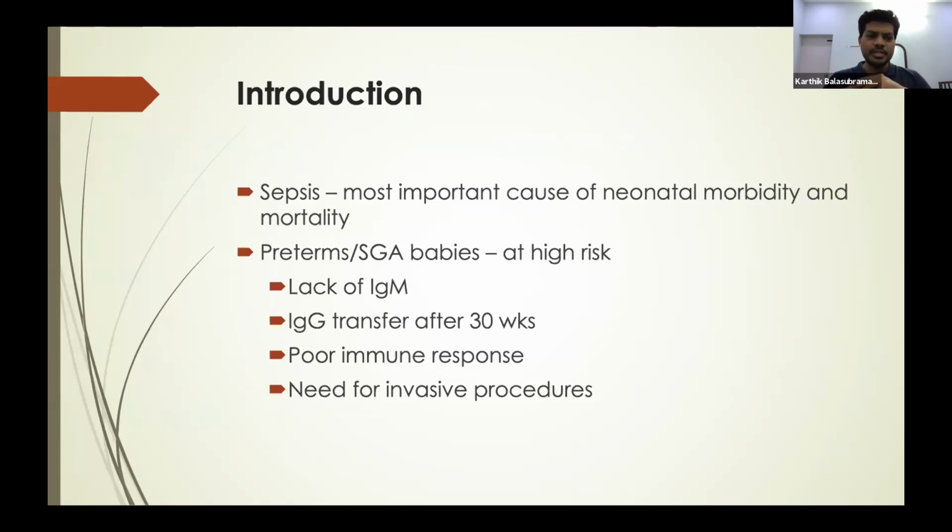Again, because of varied reasons, these babies lack IgM, because the production of IgM starts sometime after 38 to 40 weeks of gestation. The transfer of IgG antibodies actually takes place after 30 weeks of gestation. So these babies often lack sufficient amounts of IgG. The immune response, both antibody-mediated and cell-mediated, is very poor in neonates. And when they're born prematurely, these babies are admitted in the NICU and they undergo various invasive procedures, which again predispose babies to various infections.